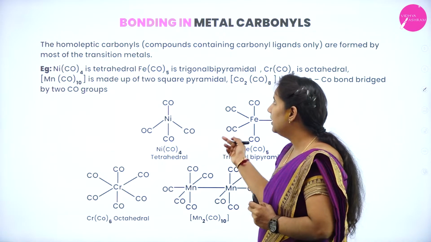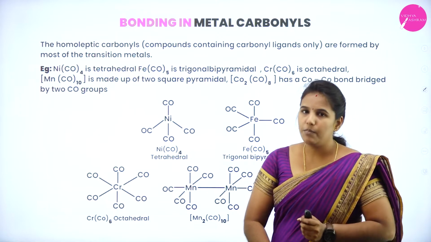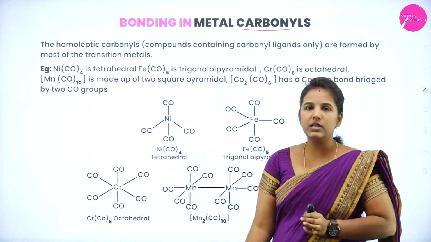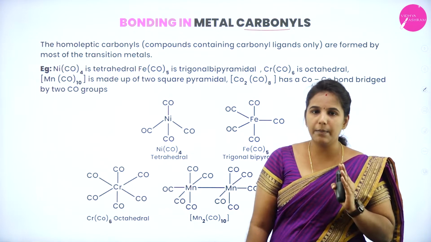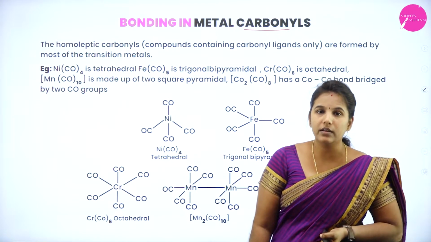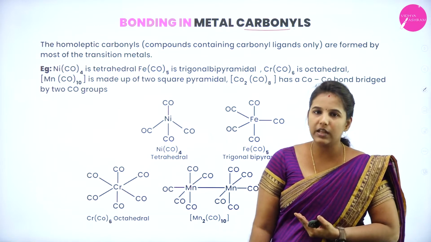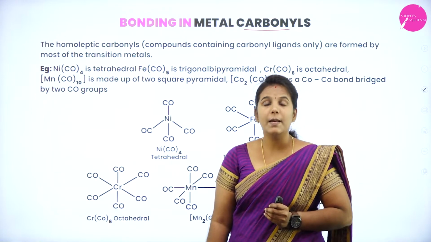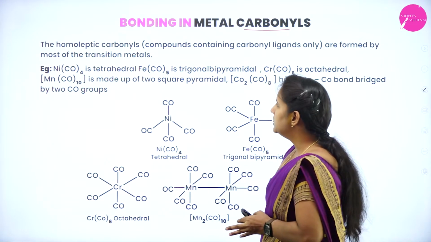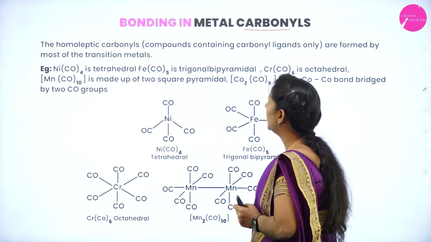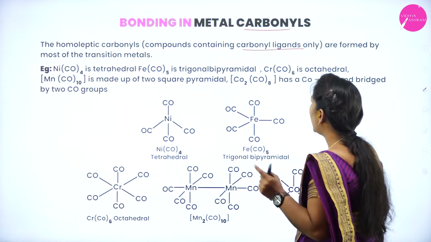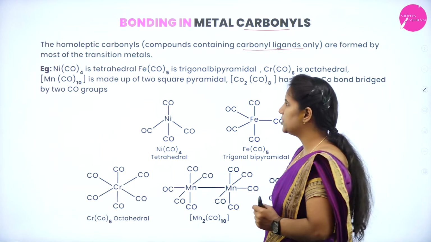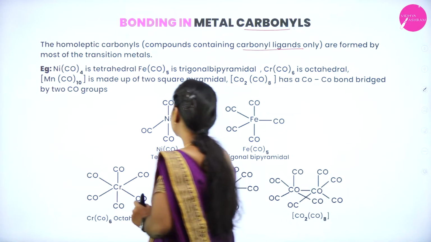Okay. Next we have bonding in metal carbonyls. So what does metal carbonyl indicate? The metal which is bonded with the carbonyls, and carbonyls are nothing but ligands. Is it right? Yes. It is together known as what? Metal carbonyls. So the homoleptic carbonyls are compounds which consist of carbonyl ligands only, formed by most of the transition elements. Here we have certain examples.